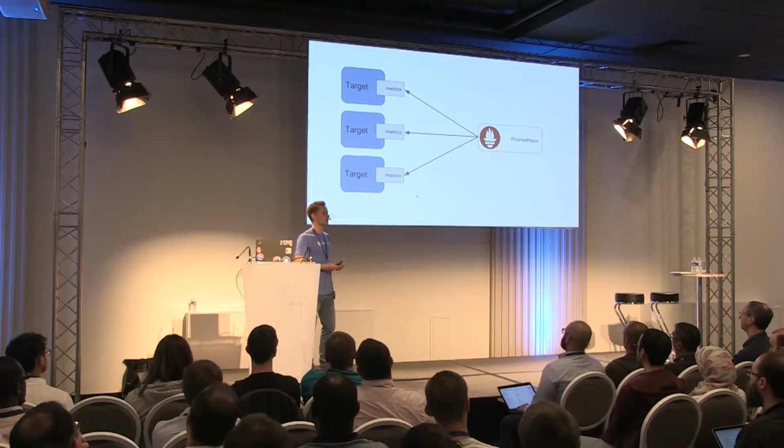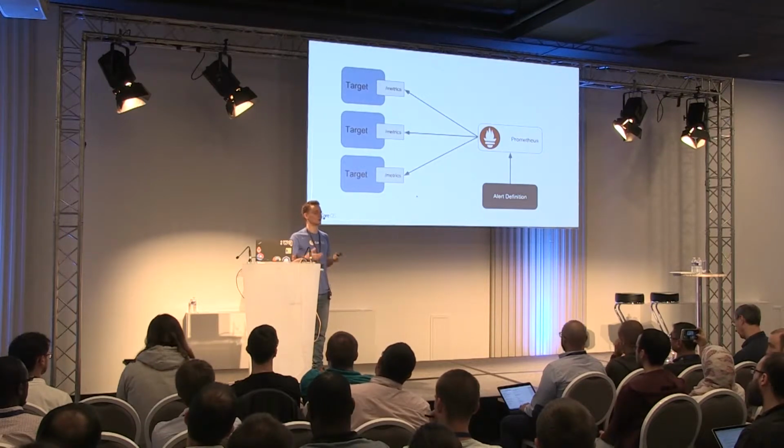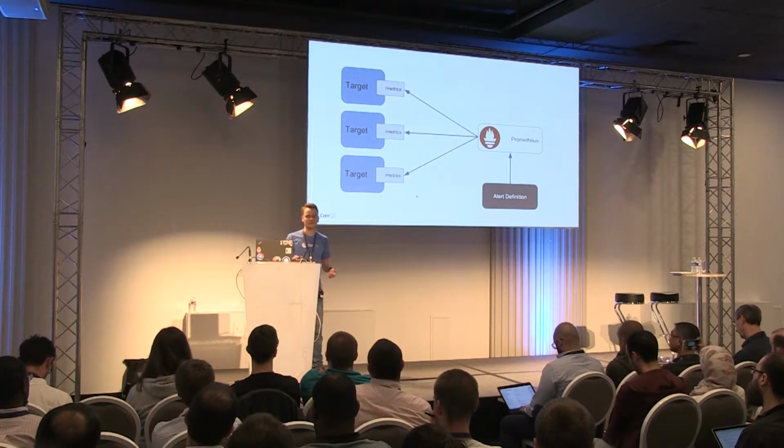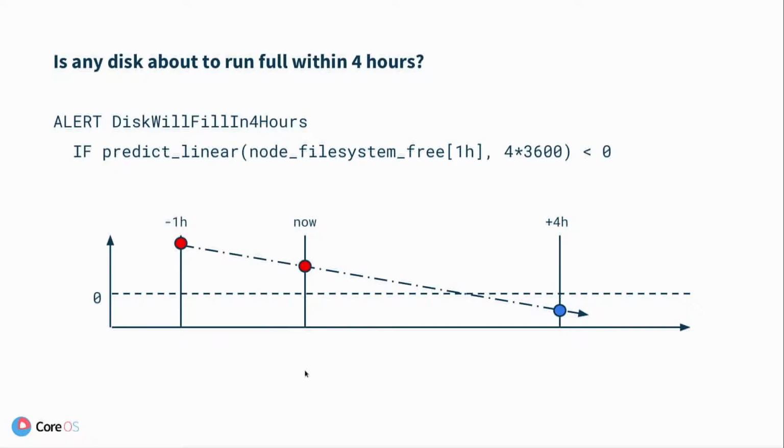And in order for the monitoring system to be able to tell you something is going wrong, it needs to know what this state called wrong is. So you do that by alert definitions. You give Prometheus definitions of what a bad state would be. And this looks like this. Again, we just give it an alert name, in this case, disk running full.